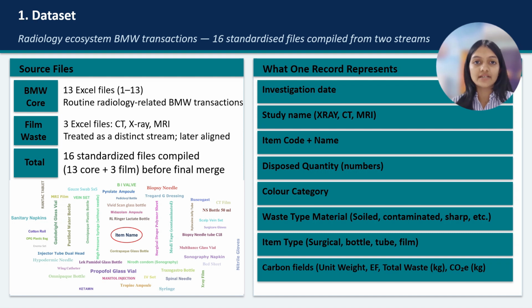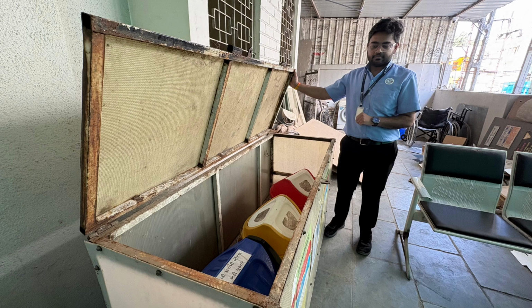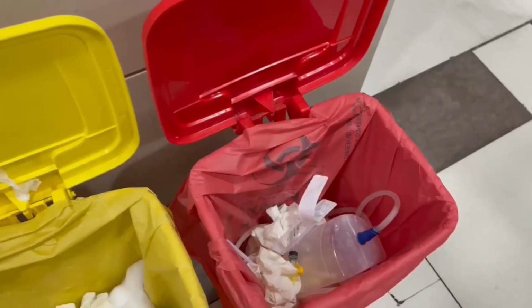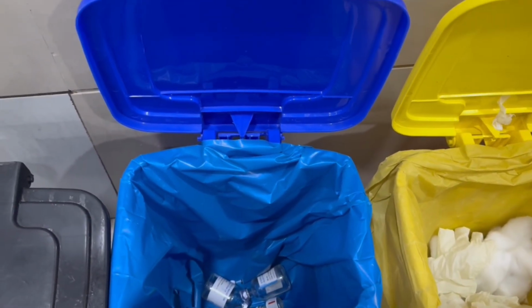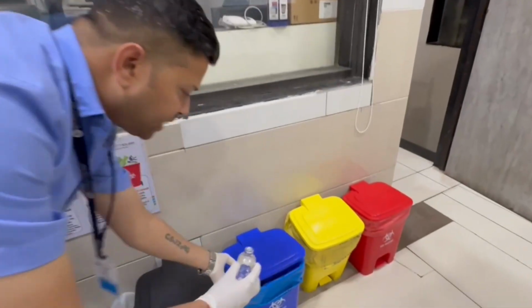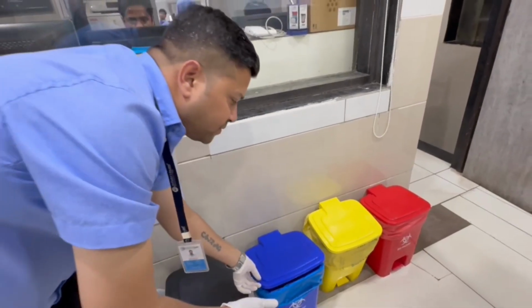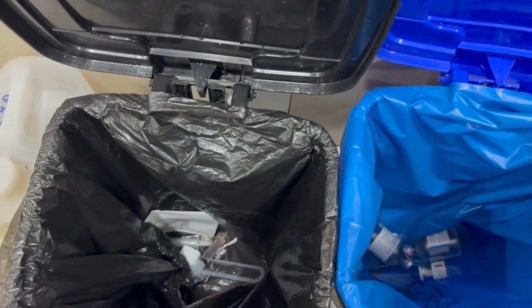Each record in the master dataset included investigation date, study name, item code and name, the quantity disposed, color category which is based on the bins, the waste type material, the item category, unit weight, emission factor, total waste, and total carbon dioxide emissions. The biomedical waste was classified according to the color-based bins. The red bin contained contaminated plastic waste, the yellow bin contained soiled and infectious waste, the blue bin contains glass waste, the white bin contains sharps, and the black bin contains general non-hazardous waste.